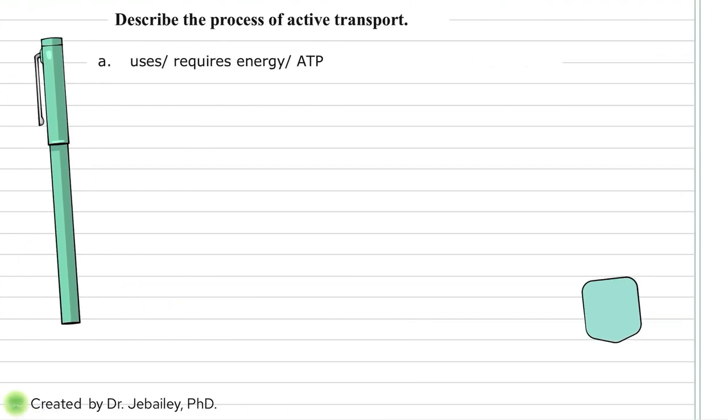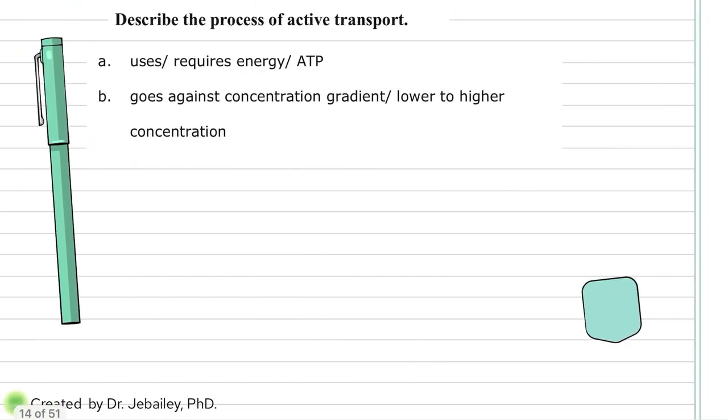The first thing in the mark scheme says it requires or uses ATP, which is energy. That's the first thing active transport does. Second, it goes against the concentration gradient. This sentence you have to memorize always. Whenever you're talking about active transport, always mention going against the concentration gradient, because that is found in every single mark scheme when it comes to active transport.